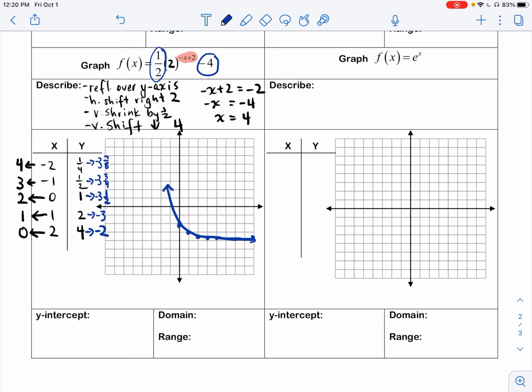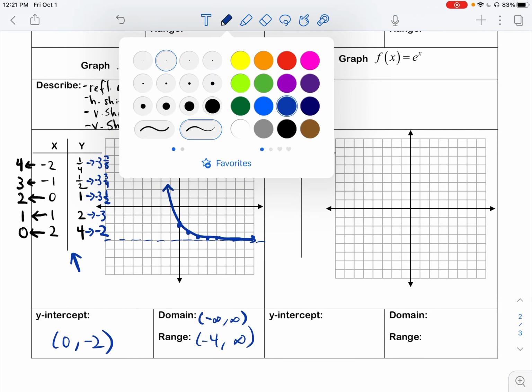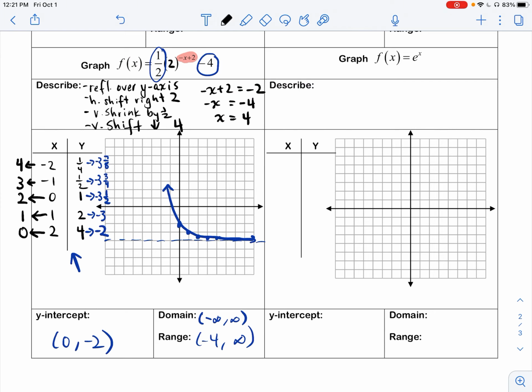Okay? And our horizontal asymptote was initially at y is equal to 4, but because of our vertical shift down 4, we're now at y equals -4. Our y-intercept we found was 0, -2, and if that doesn't come up naturally through our table of values, you can always plug 0 into your function. Again, we're noticing that our domain does not change. And our range, in this case, because we vertically shifted our function down 4 units, now goes from -4 to infinity.